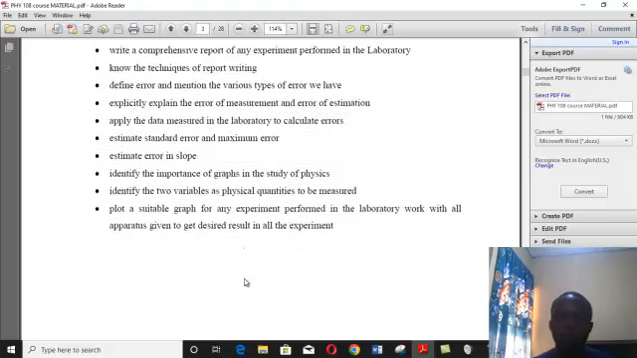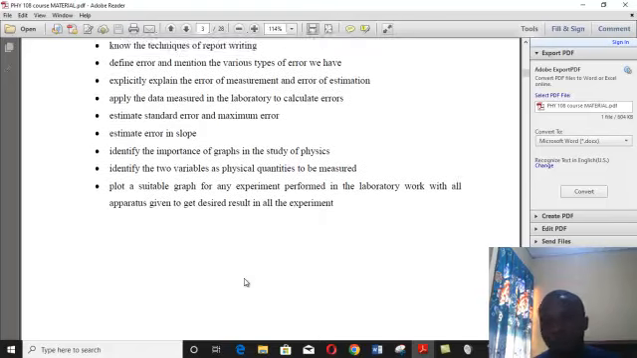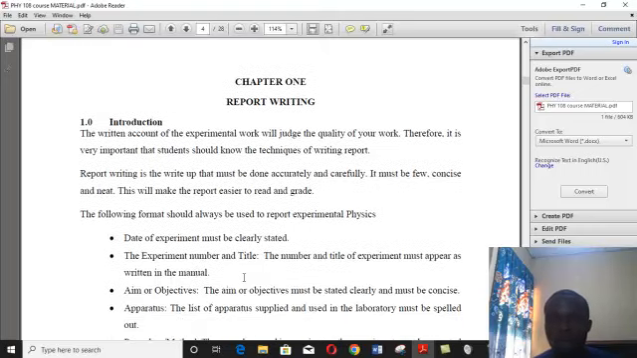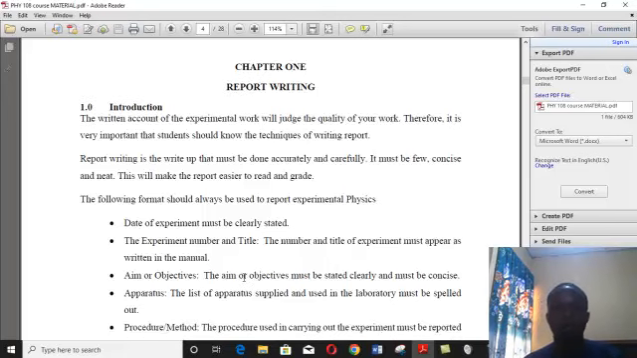We will actually be using a virtual lab for all of this work. But before that, let's do an overview of report writing. This is just like a summary of the experimental work, and it will actually judge the quality of our work. It is very important for students, especially for learners like you, to know the techniques of good report writing.